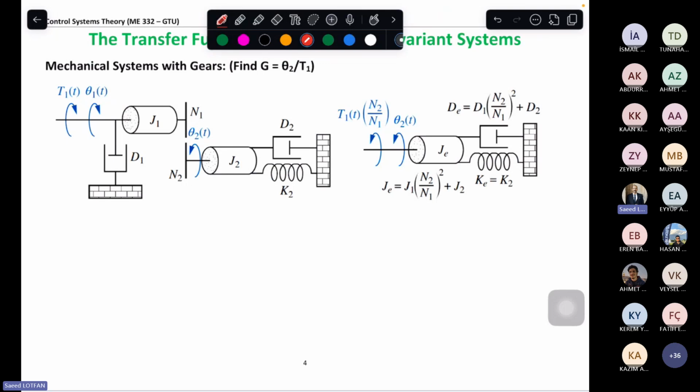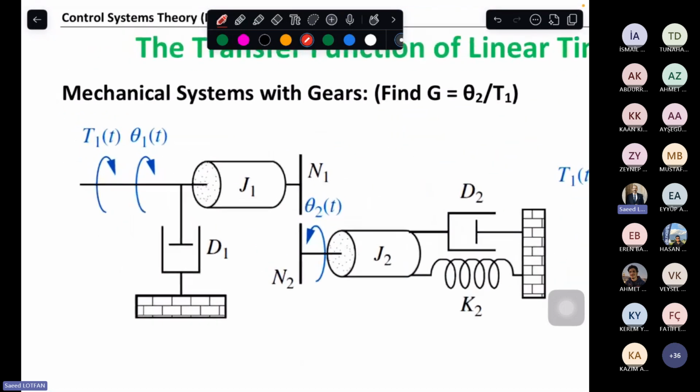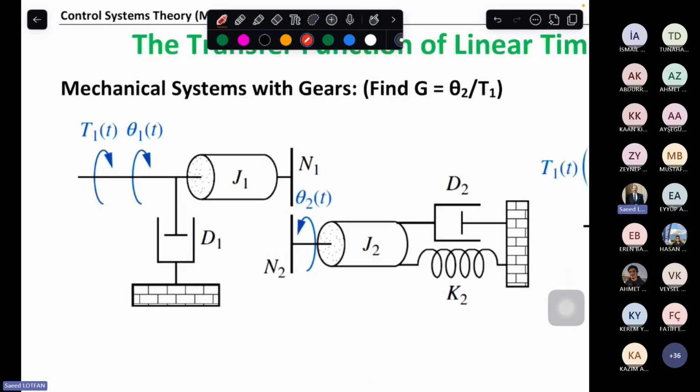Let's say we have this complicated one. We have the gears N1 and N2, and we want to find the transfer function theta 2 over T1. This means that I want to keep theta 2, so I want to bring these impedances from here to here.